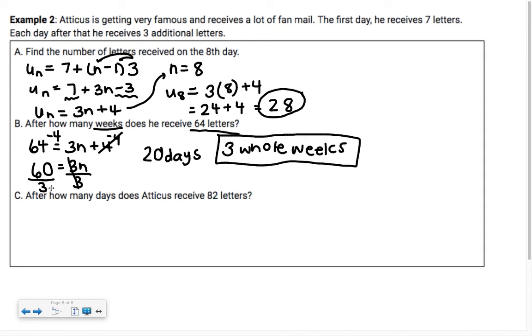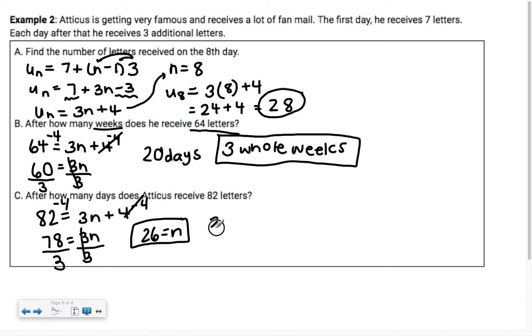Part C says, after how many days does Atticus receive 82 letters? So again, our un here is going to be 82, and we're looking for the term number there. So we've got 82 equals 3n plus 4. Solving for n here, we need to subtract 4. That gives me 78 equals 3n. Dividing both sides through by 3 here to get n by itself, we have 78 divided by 3, which gives me 26. So it will take 26 days for Atticus to have received 82 letters in total.